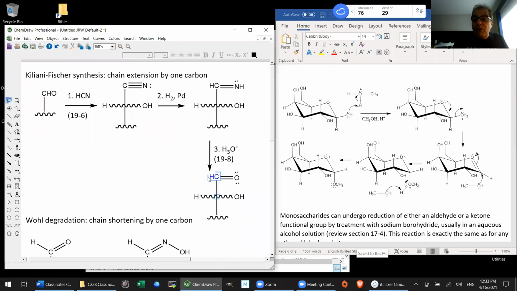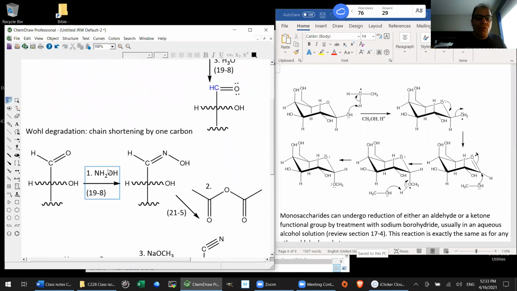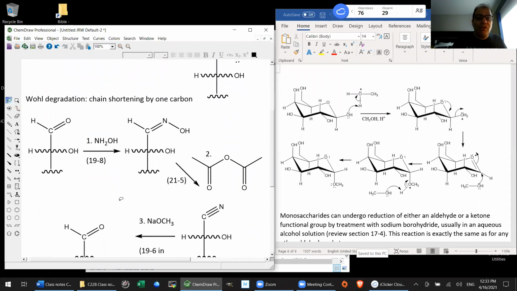And by the way, you could then go do the very same thing again. Since we've got another aldehyde carbon, you could go ahead and add HCN and add the second carbon. So you can do this arbitrarily many times. And if necessary, each time separate the diastereomers one from another. So much for the Kiliani-Fischer synthesis. In the Wohl degradation, we're going to do the opposite. We're going to shorten the chain by 1 carbon.